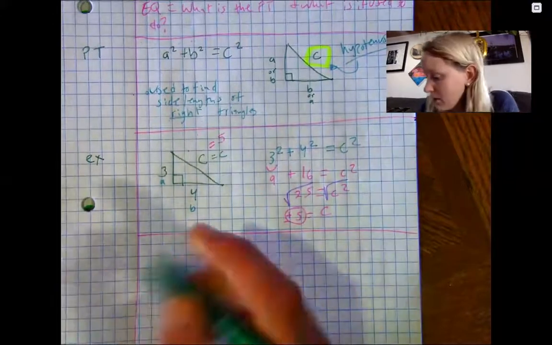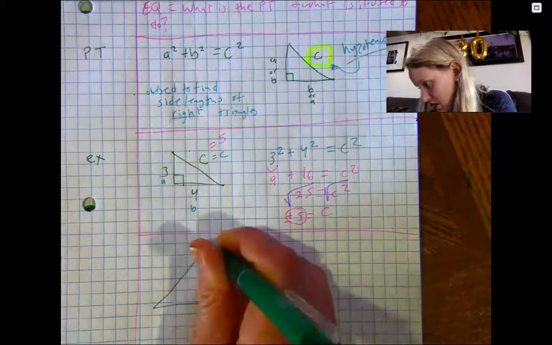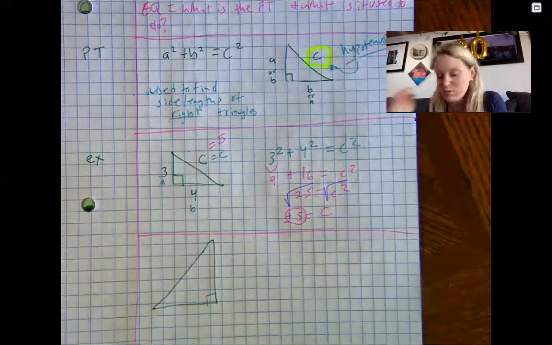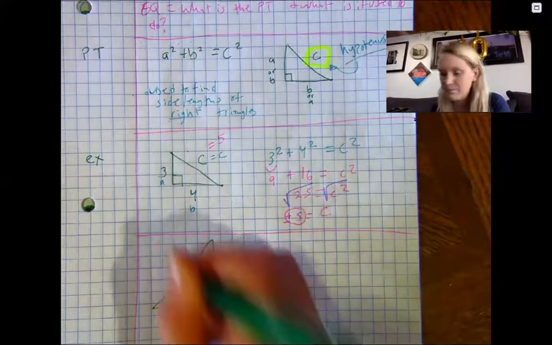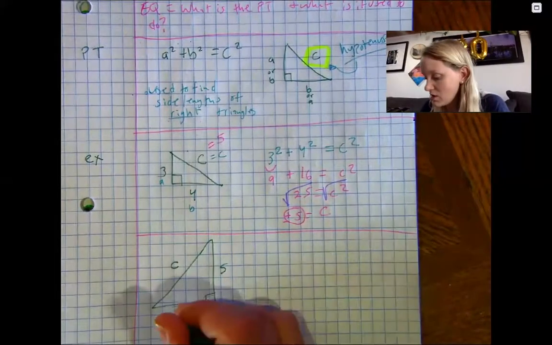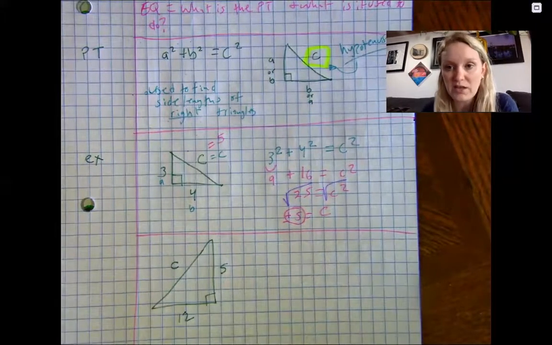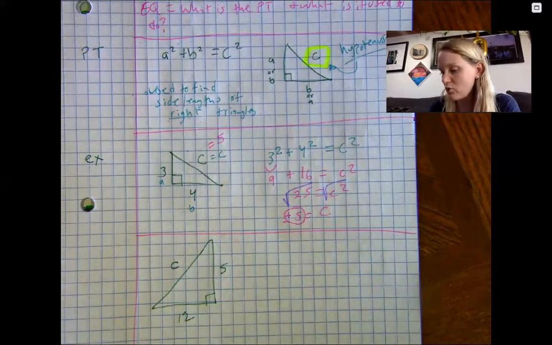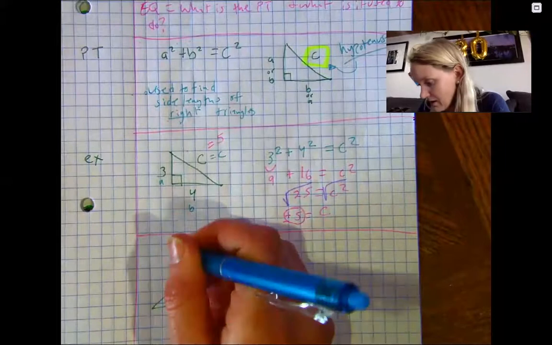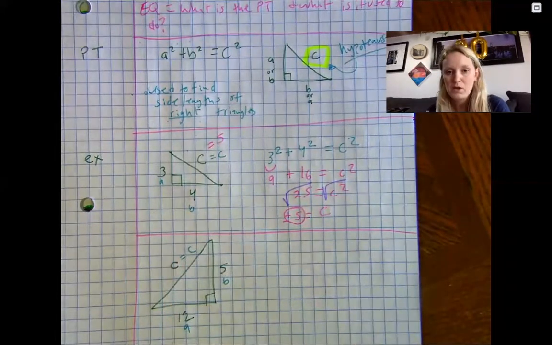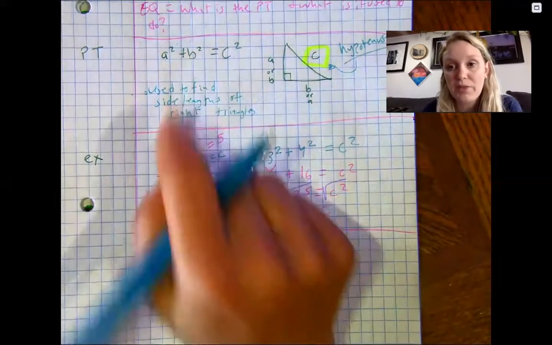Let's do another example. Okay, this here is not going to be drawn to scale because I don't want to use too much paper. Let's say that's 5, that's 12, and this is c. So the question is, how long is c? If I don't know how long a side length is in a right triangle, I use the Pythagorean theorem. So I'm going to label this a and this one b, and that is c. So all I need to do is take these numbers and plug them into the Pythagorean theorem.